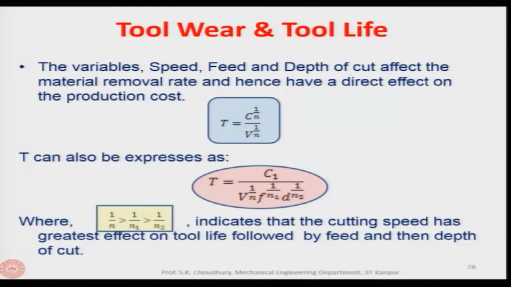So, here it has been seen that 1 by n is more than the power of f, which is more than 1 by n 2. This actually shows that the effect of velocity, whose power is 1 by n, is more than the effect of feed and the depth of cut. So, it indicates that the cutting speed has the greatest effect on the tool life, followed by feed and then depth of cut. Okay.